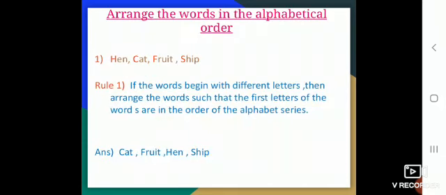Now let us see the next example. Arrange the words in alphabetical order. Here again 4 words are given. First one is hen, second one is cat, third one is fruit and fourth one is ship.